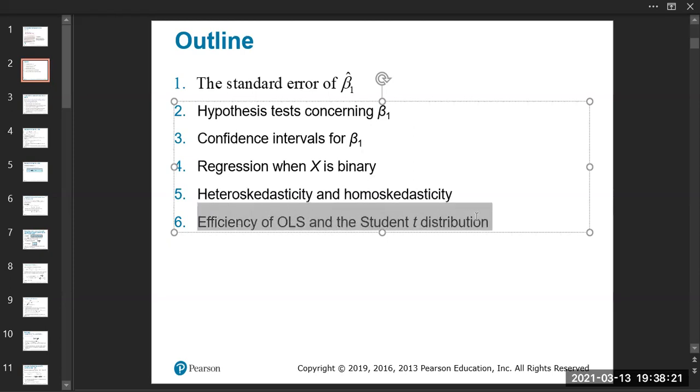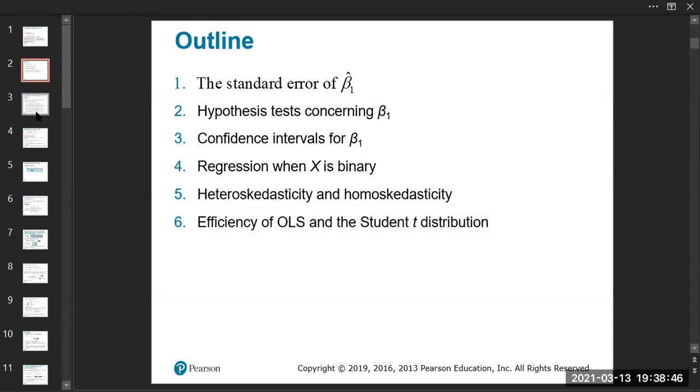And the 6th part, efficiency of OLS and the Student t-distribution. This part is more advanced econometrics knowledge, so I wouldn't say this is very important. But of course, if you are pursuing graduate school in the future, then you can take a look at it. All right. So first, we start with the first section, the standard error of beta 1 hat.